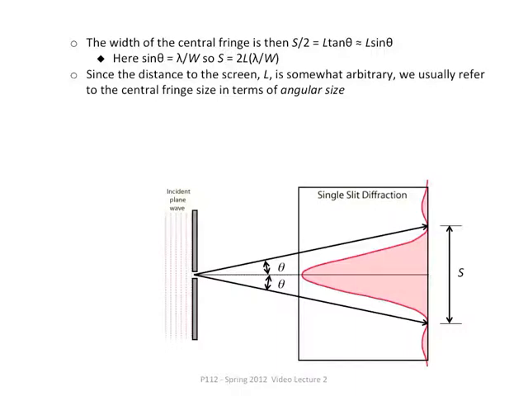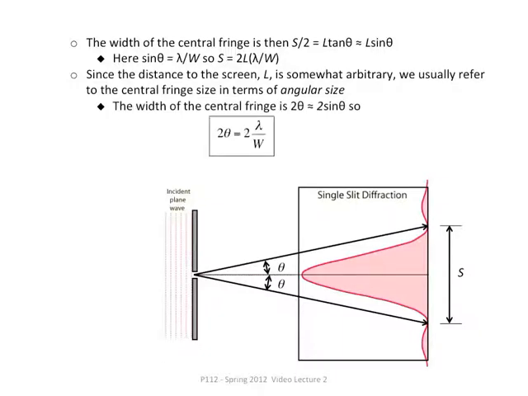However, since the distance to the screen is somewhat arbitrary, we can move this screen forward or backwards however we want. It's not going to change the physics of what's going on here with diffraction. We usually don't want to include that in the equation if we can help it. We'd like an equation that's independent of an arbitrary value like that. So we talk about the angular size of the central fringe. Really, that's just talking about this angle. So 2 times theta gives us the angular size of the central fringe, and that doesn't depend on L.